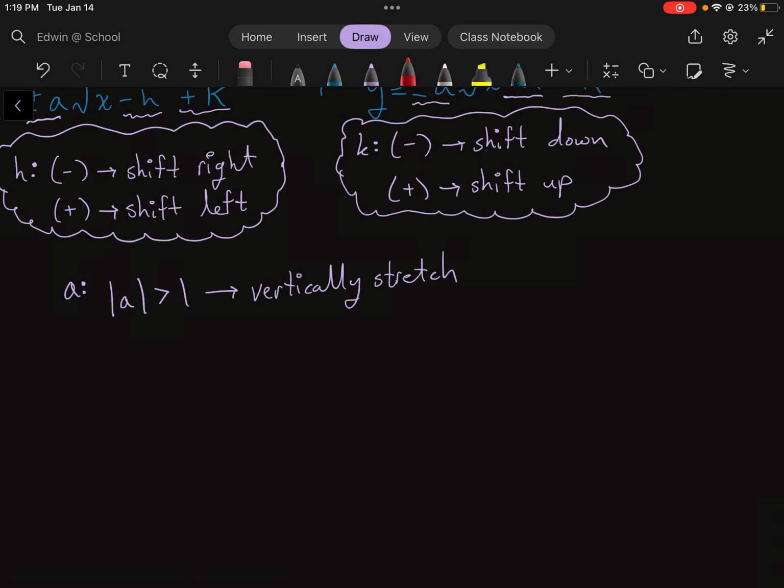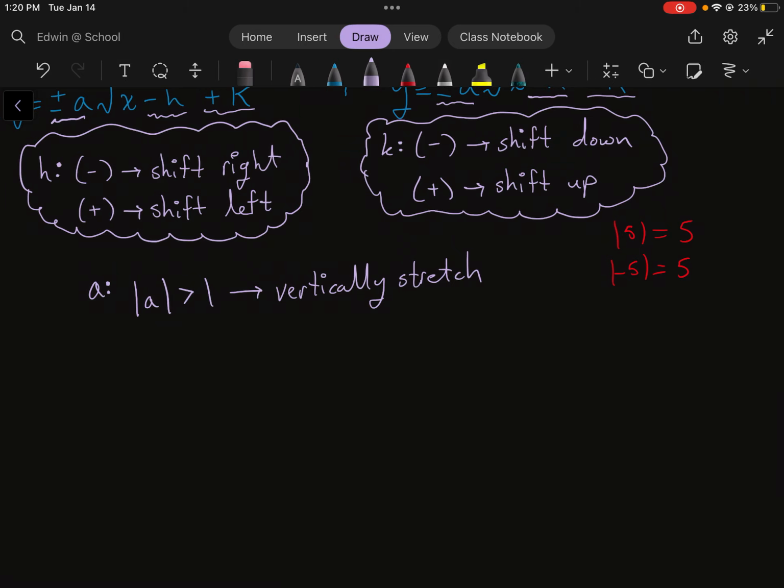If you're not sure what absolute value of a means, then I'm just going to write this super quick example. Let's say we have the absolute value of 5. Well, the number we're talking about is 5. If we have negative 5, well, then we're still talking about the number 5. We did a whole unit on absolute values. Okay, so if it's bigger than 1, if it's a big number, it's going to vertically stretch.